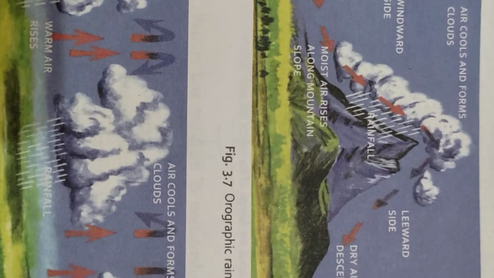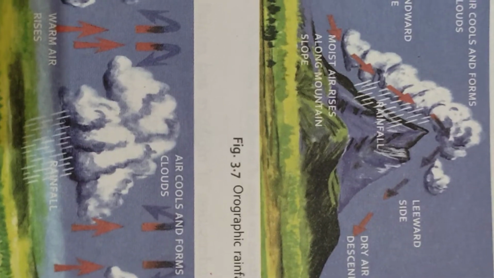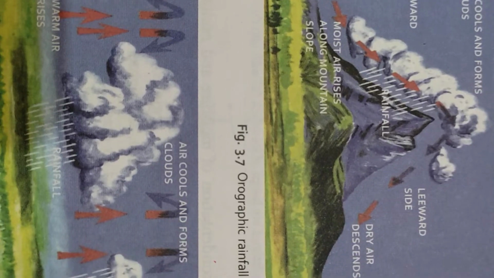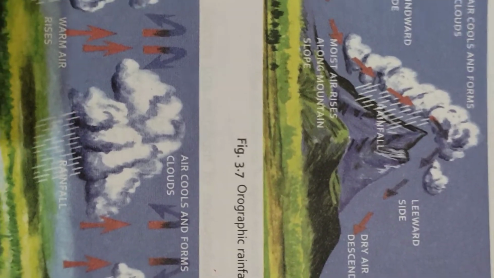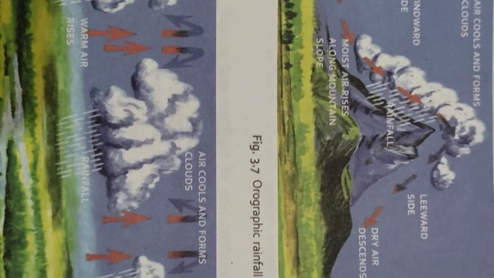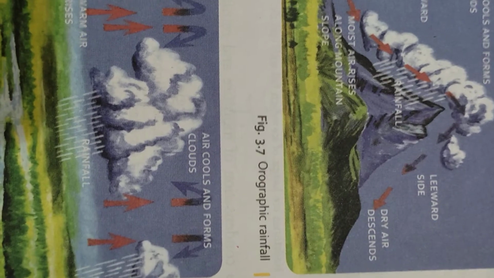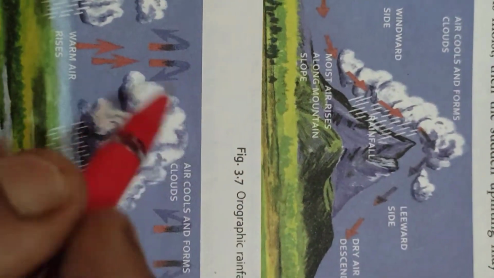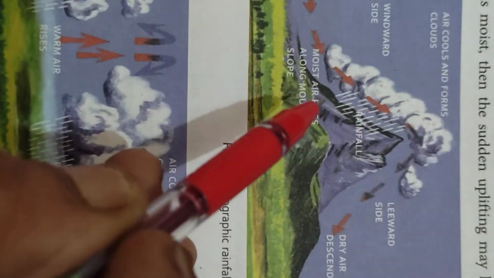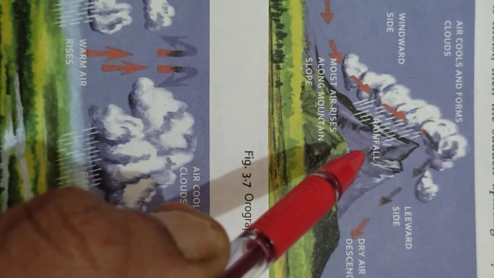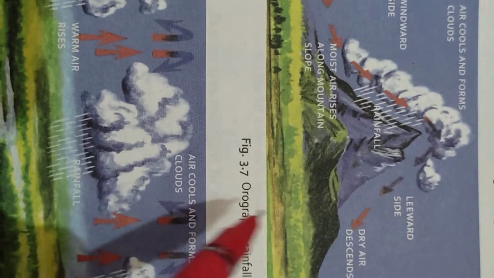Good morning, children. Today we are going to discuss the different forms of precipitation, which we have covered theoretically yesterday. The three types of precipitation are orographic rainfall, conventional rainfall, and cyclonic or torrential rainfall. So, in the first picture here, I'm going to tell you about the orographic rainfall.